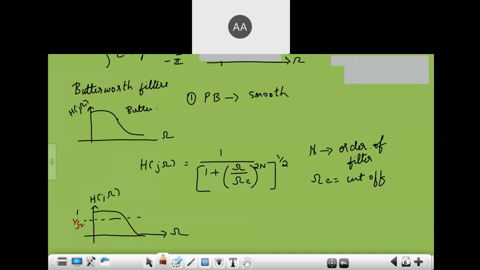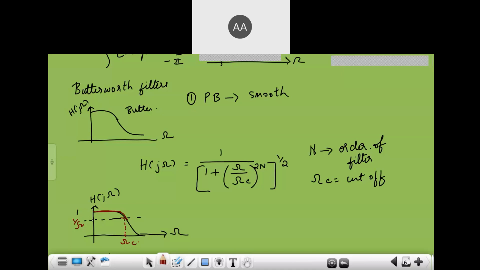1 by root 2 of this value. Whatever is the maximum value I take, that is nothing but 1 by root 2. So at this 1 by root 2 point, I'll drop down a perpendicular line on the x-axis. So this is called your cutoff frequency. This is how you actually define it. Okay, magnitude is 1 by root 2. For a filter of unit magnitude, the cutoff frequency is defined as the value at which the magnitude is equal to 1 by root 2.